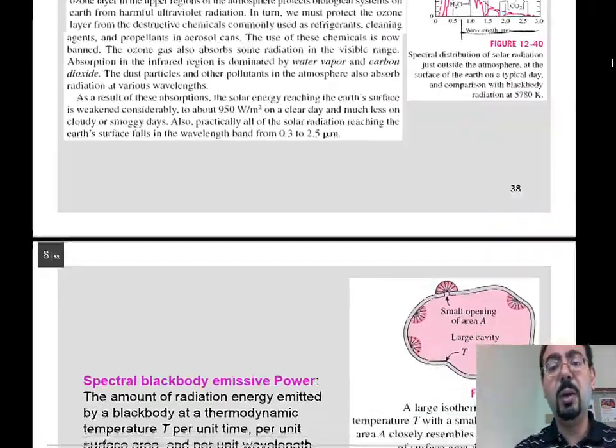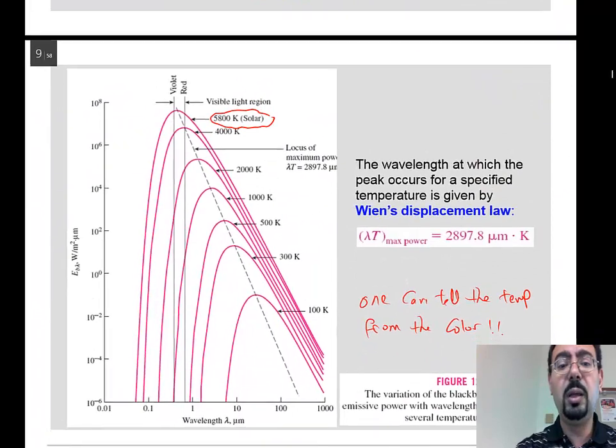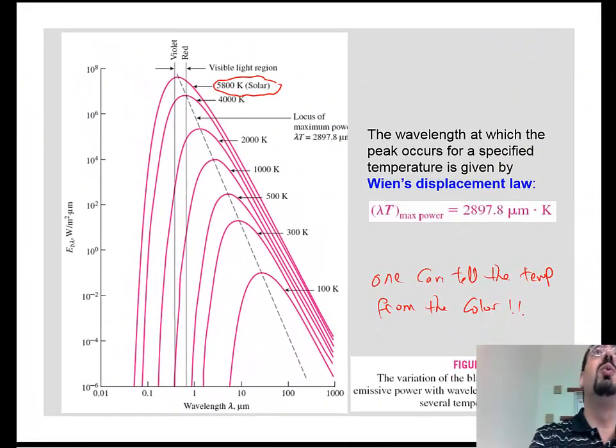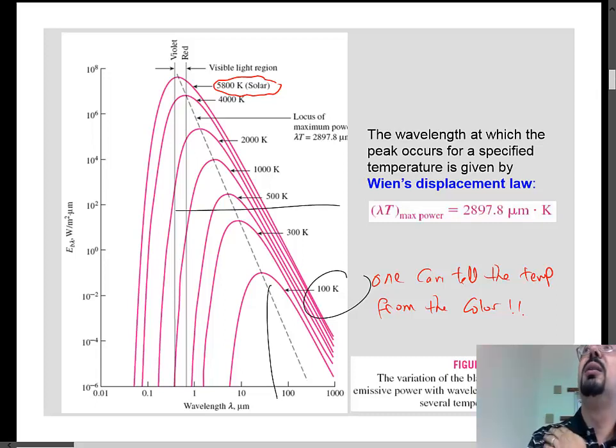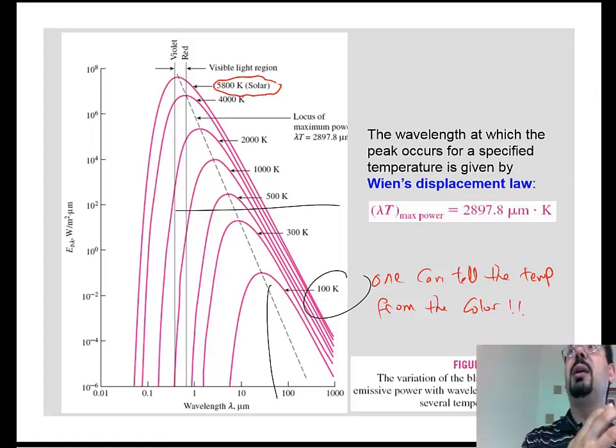And again, depending on the temperature of the body, the peak will shift toward shorter wavelengths. So a 100 Kelvin surface would radiate mainly in the infrared, and the hotter it gets, the more the peak will shift toward the visible wavelength range.